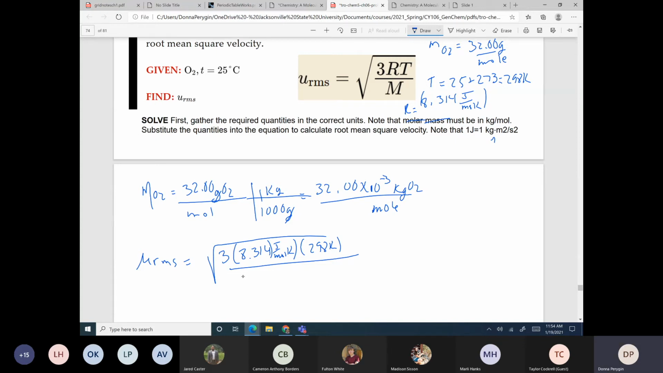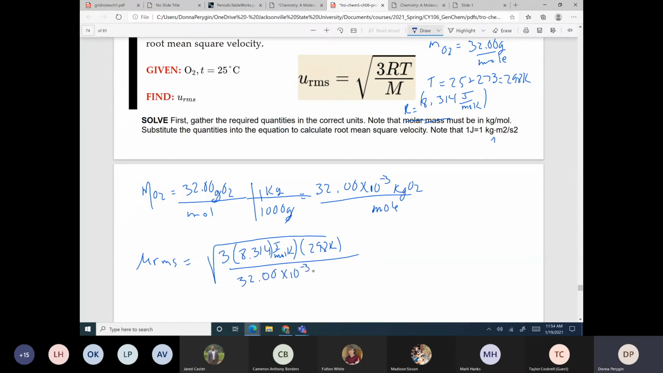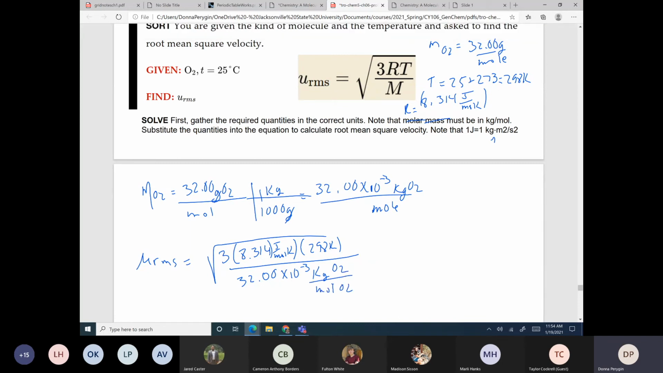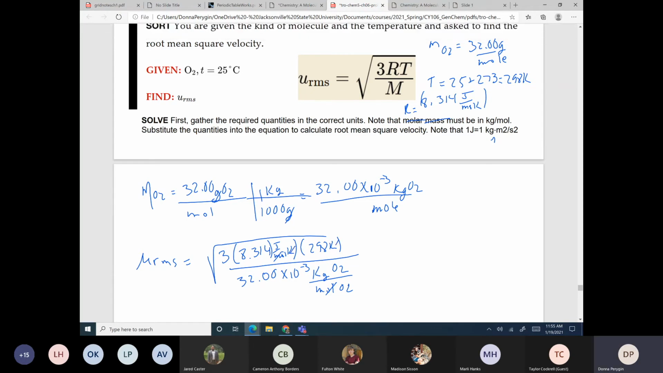There's an error on this sheet. 32.00 times 10 to the minus third kilograms per mole of O2. Okay. All right. So moles is both on the bottom, so that cancels. Okay. Kelvin cancels. All right, and we're left with joules per kilogram. Is that right? Yeah.